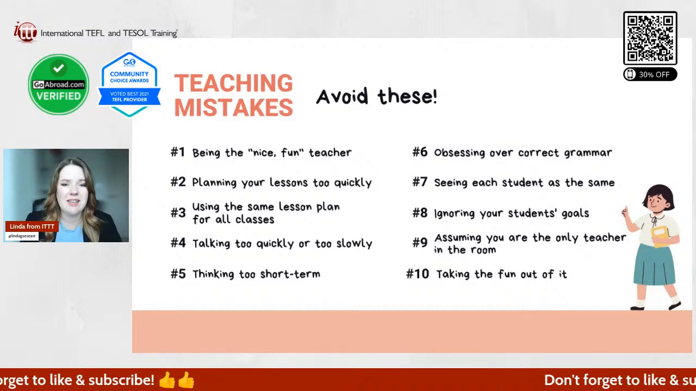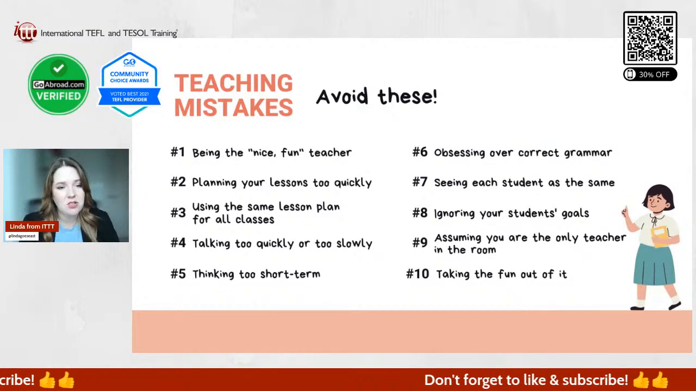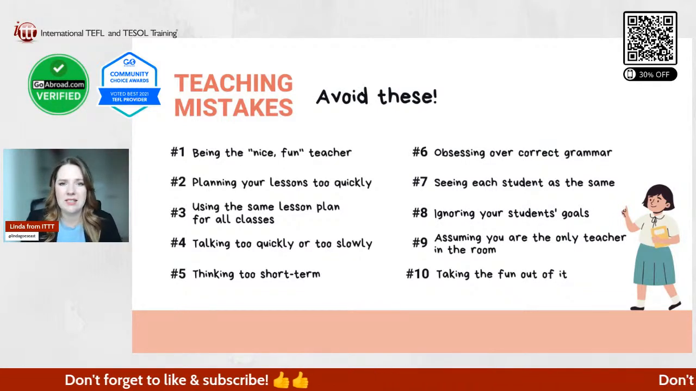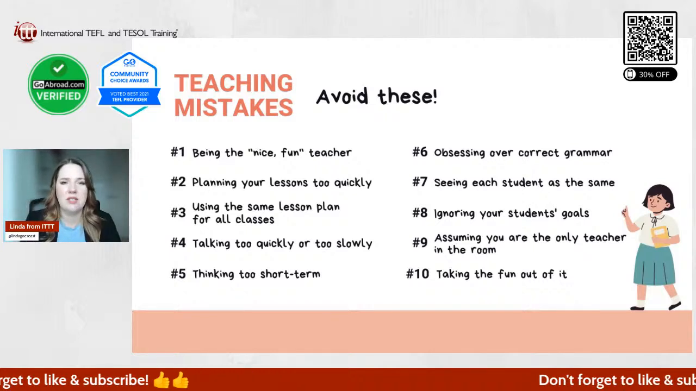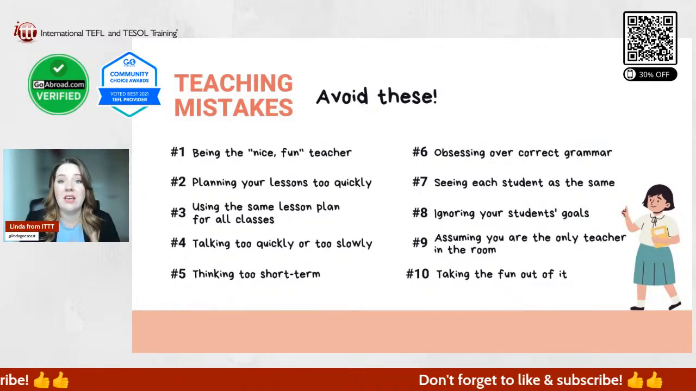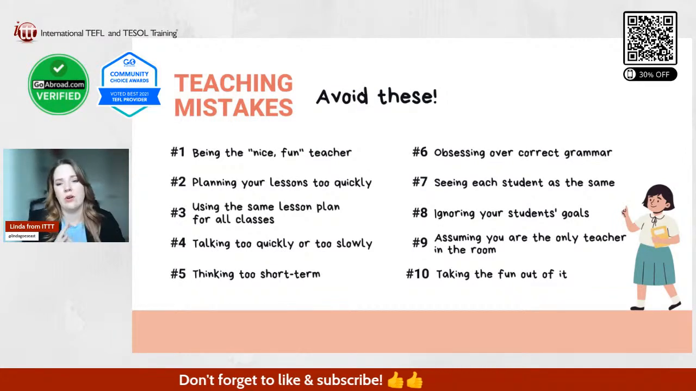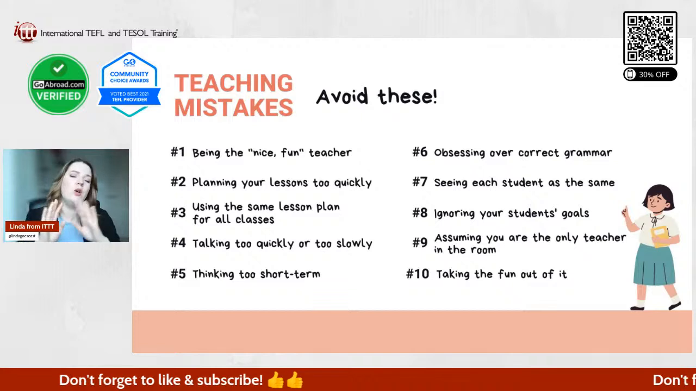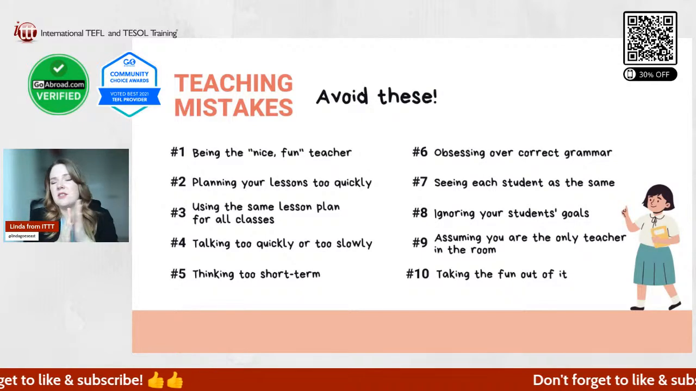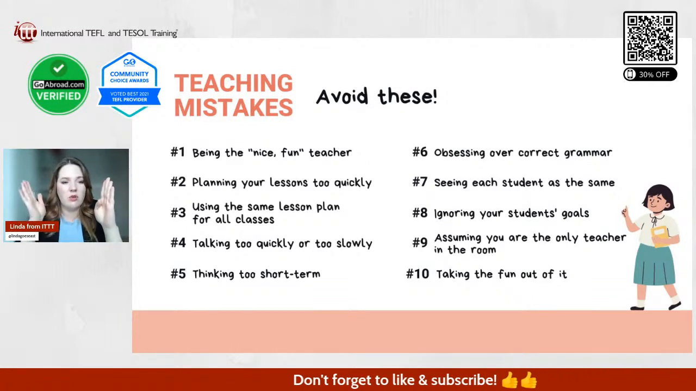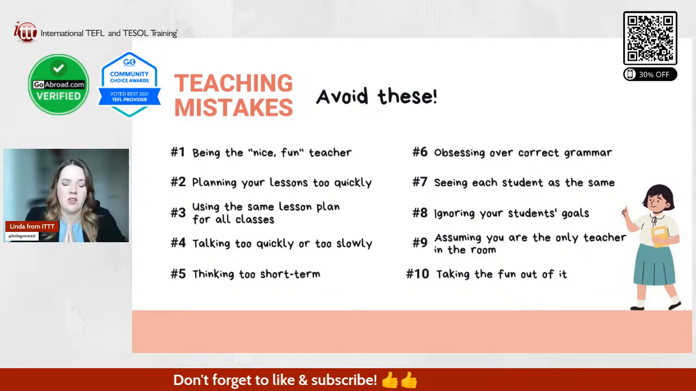Number 7 was seeing each student as the same. So every student is unique, has unique strengths and weaknesses, and you need to identify these weaknesses and really give each student the attention they deserve. You can give them specific homework if they need more help with writing or they need more help with reading. You can group them up with, this is what a lot of teachers do, a strong student with a weak student so they can help each other out.